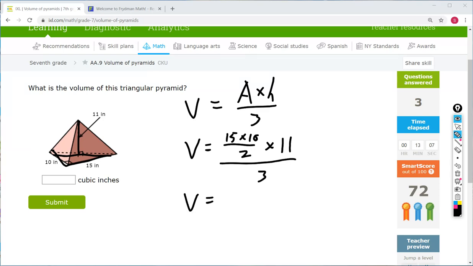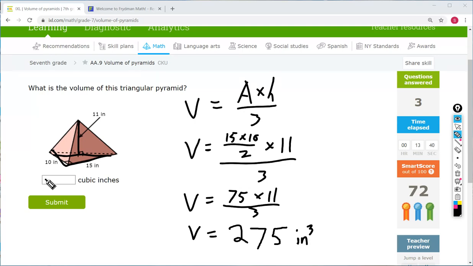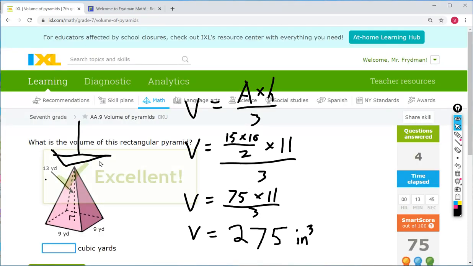This is going to give me 15 times 10 is 150, divided by 2 is 75. So I get 75 times 11 over 3. So that's going to be 275, I believe. That would be cubic inches. So let's type that in. Let's see if we get a different kind of question here.